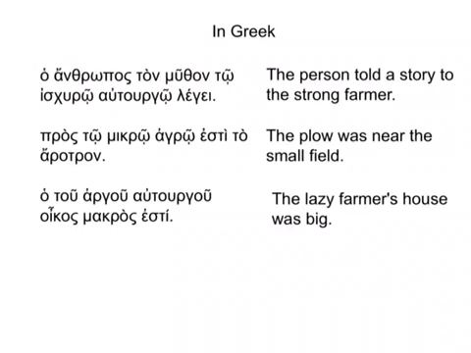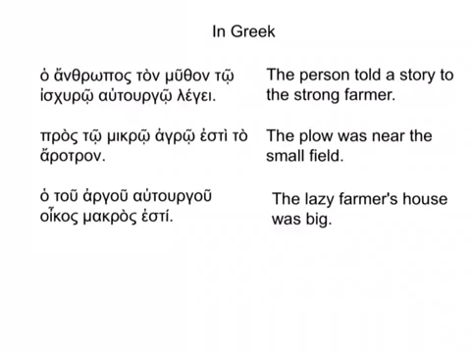In our second sentence, pros toi mikroi agroi esti to aroton, the plow was near the small field. We have this word mikroi, which means small or short, modifying agroi, the field. Because again, agroi is masculine, dative, and singular, we need mikroi also to be masculine, dative, and singular, so it has an ending that's masculine, dative, and singular.